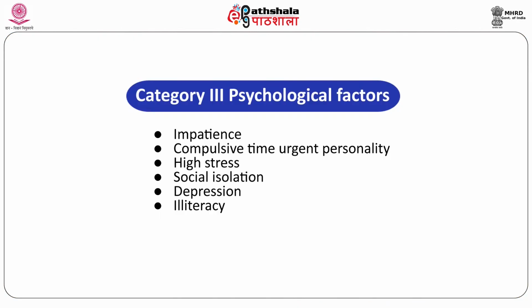The next is the category 3 risk factors, which includes the first one, psychological factors. Psychological factors like an impatient, compulsive, time-urgent personality with high stress, social isolation, depression and illiteracy are all indirectly a risk factor for cardiovascular diseases.